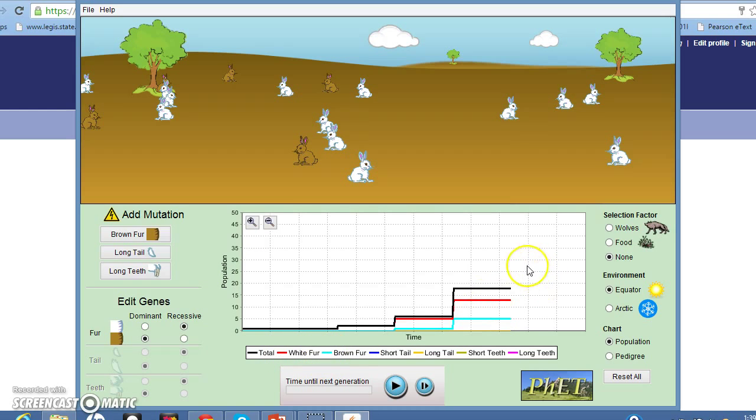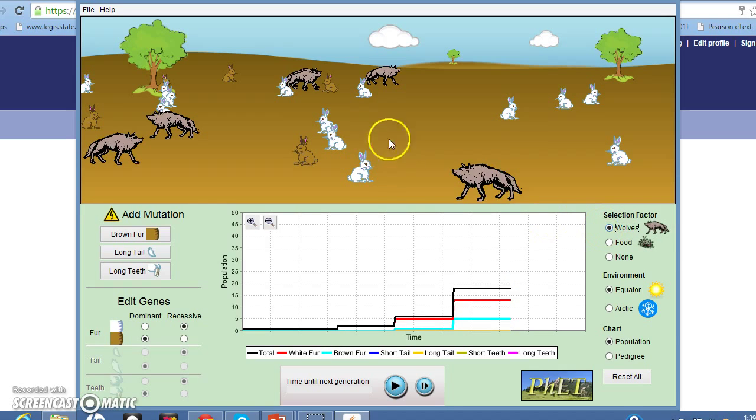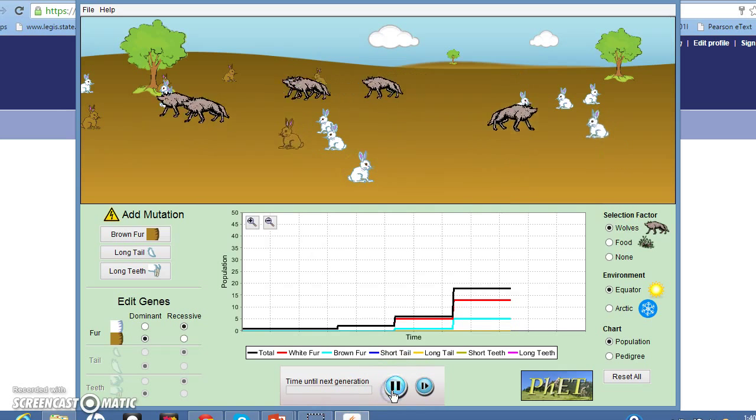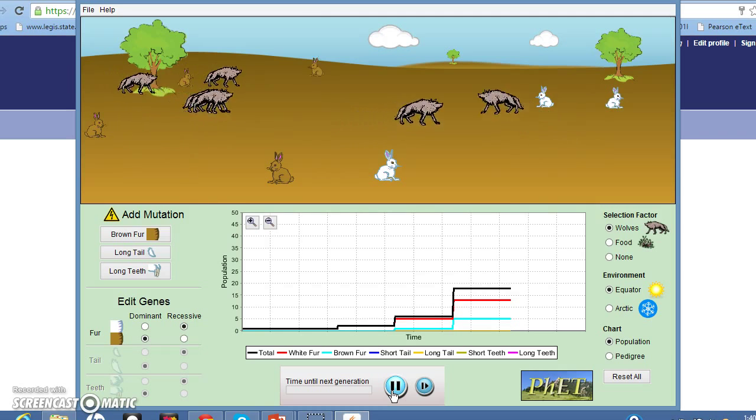And here we will add a variable, which would be a predator. This way the students can now observe an environmental effect that's going to cause some changes in the population over time and allow them to see that specific trait. If it is beneficial to this organism, they will pass this trait on to the next generation. So we'll go ahead and allow it to run for a couple of generations.